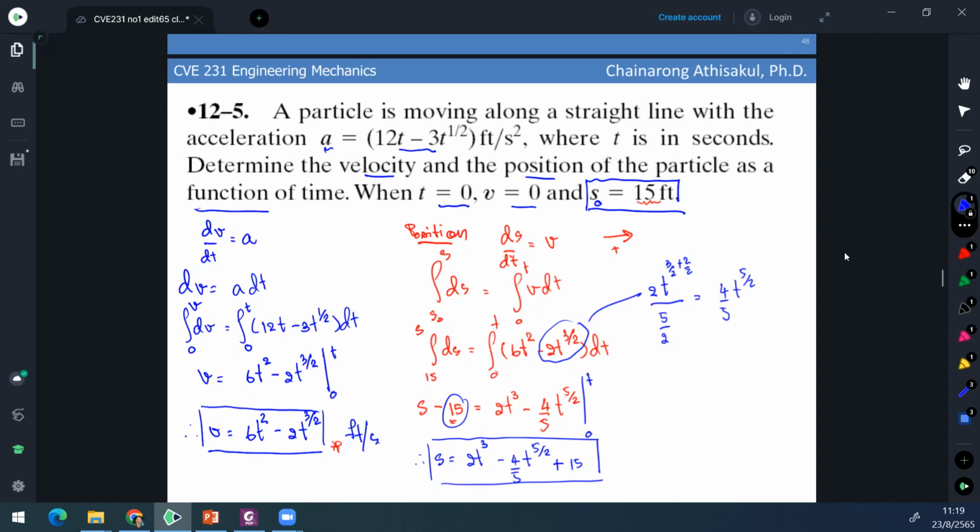Okay, that should complete this example of the rectilinear kinematics problem, for the case where the acceleration is not constant. So the next topic we will talk about is erratic motion.